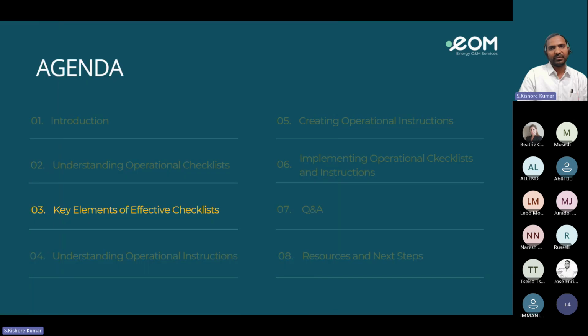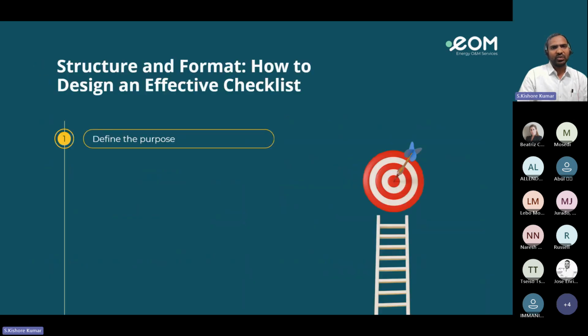Coming to section 3, in this section we learn about key elements of an effective checklist. Let's dive into section 3. So, structure and format. First we have to structure it and format it. And how to design an effective checklist. Well, a well-structured checklist improves efficiency, accuracy, and safety. Follow these key steps to create one.